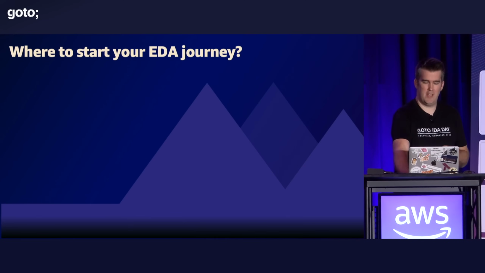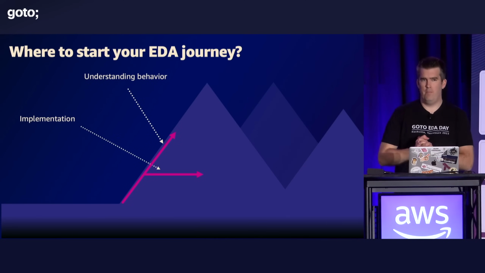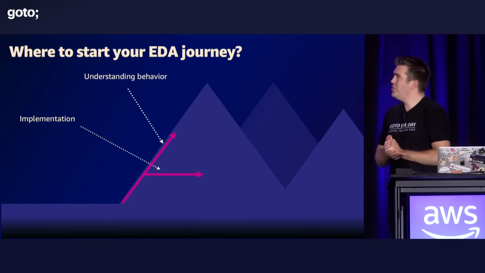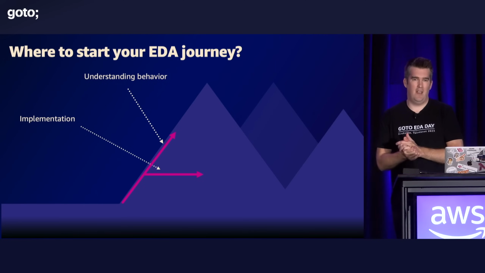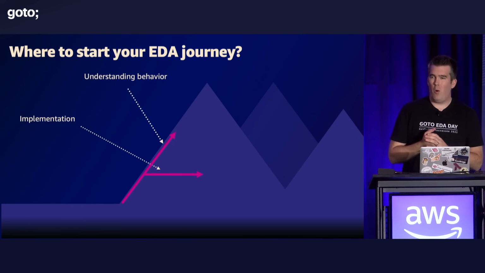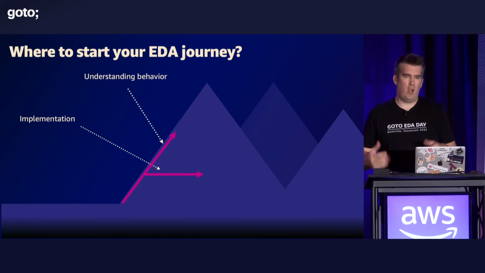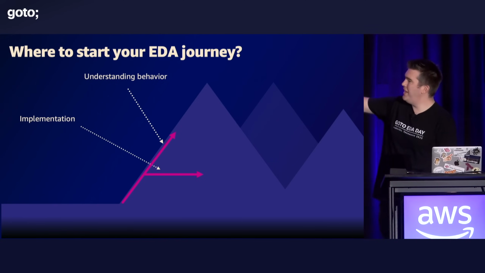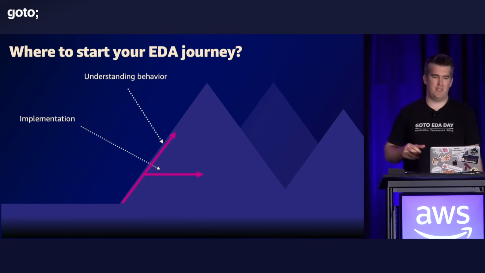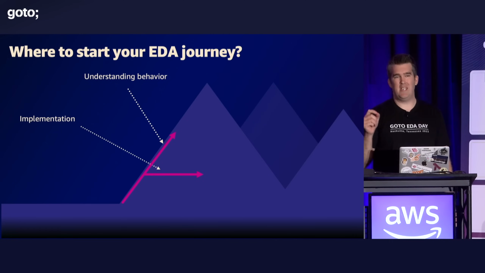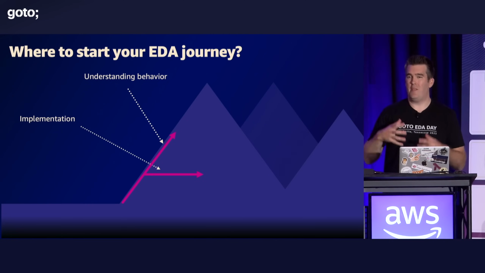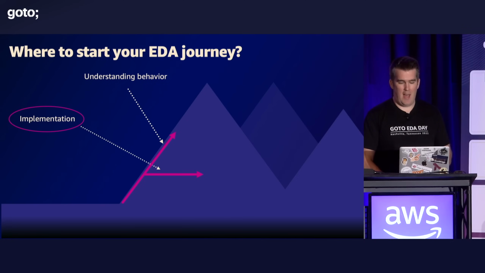But the big question is, where do we start? You'll often see there are two main places where we can start, which I've distilled here. One is we start implementing, right? We take a shortcut across this journey, and we start implementing event-driven systems. The other one is we take a second to think about the behavior of our systems, right? There are big differences here, and I'm going to talk you through each one of them.